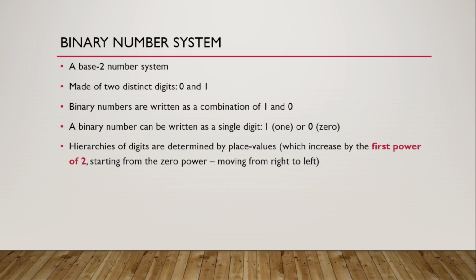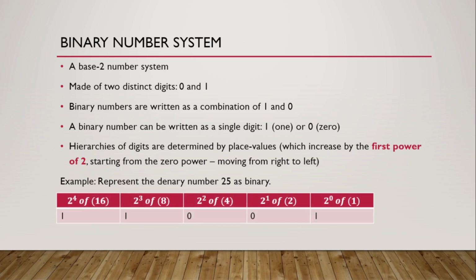Hierarchies of digits are determined by place values, which increase by powers of 2, starting from the 0 power, moving from right to left. Recall that for base 10, the powers are of 10, and for base 2, the powers are of 2. For example, to represent the denary number 25 as binary, we are going to have 1 in the place value of 2 raised to the power 4.